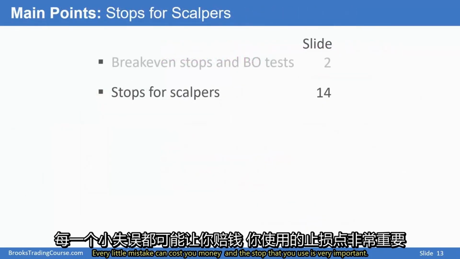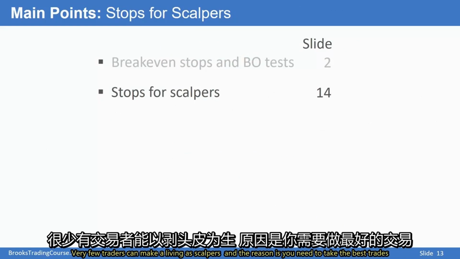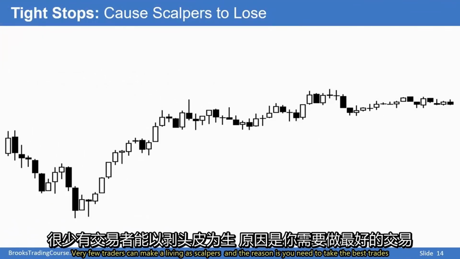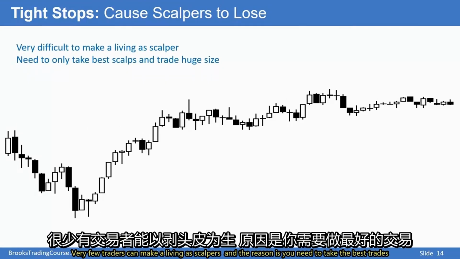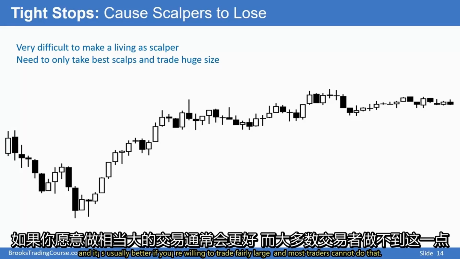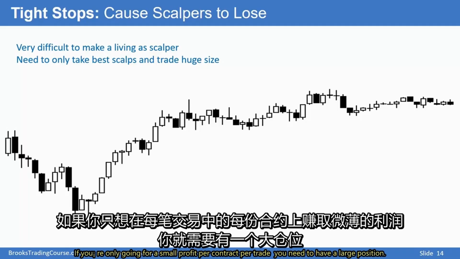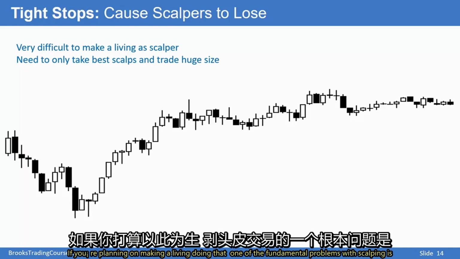When you're scalping, everything is important. Every little mistake can cost you money, and the stop that you use is very important. Very few traders can make a living as scalpers. And the reason is you need to take the best trades, and it's usually better if you're willing to trade fairly large, and most traders cannot do that. If you're only going for a small profit per contract, per trade, you need to have a large position if you're planning on making a living doing that.